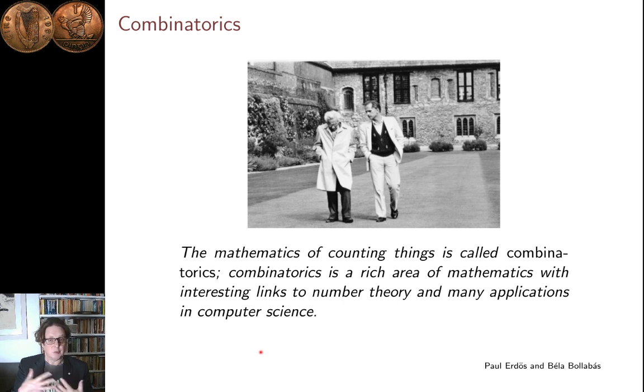It is actually a very rich area of mathematics, which has surprisingly deep links to number theory, and does have many applications in computer science. Computer science algorithms often try to extract certain types of objects from a larger class, and so you want to know how many of these things you can expect to be able to find, and maybe how you might find them. These are two famous combinatorists: Paul Erdos and Bela Bollobas.